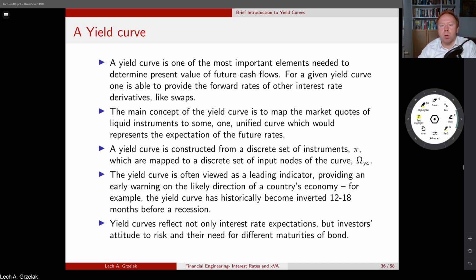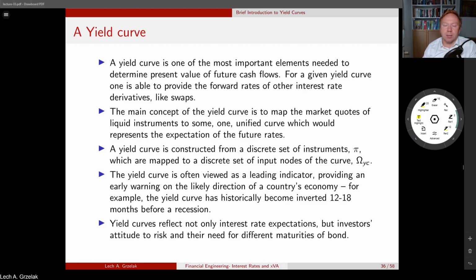Yield curve is one of the most important elements needed to determine the present value of future cash flows. Construction of the yield curve is a job for a financial engineer. So it is very important that you know the principles, how to build the curve, and what is the meaning of the curve, especially since the usage of the curve is essentially a day-to-day operation in any financial institution which has to deal with interest rates. However, the yield curve is not only used in the world of interest rates, it's used all over the place in every asset class, even stocks, FX, etc. It is one of the most important elements in each of these classes.